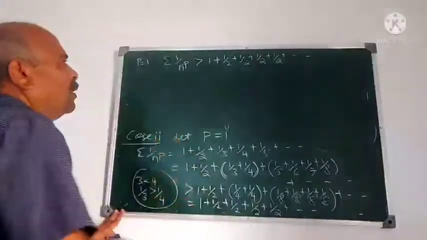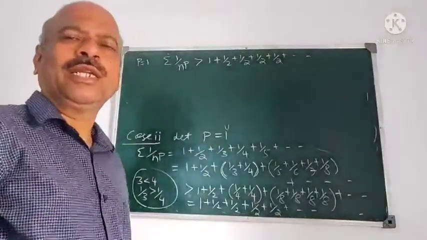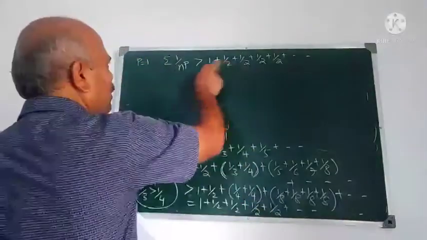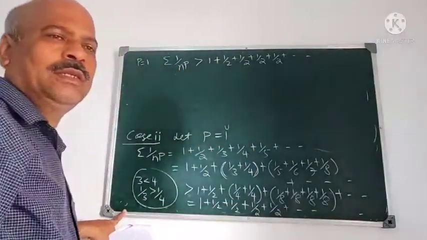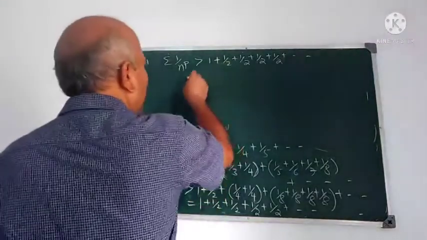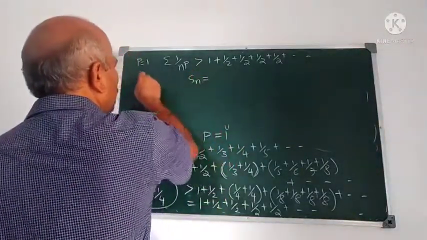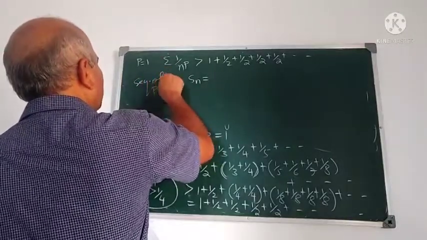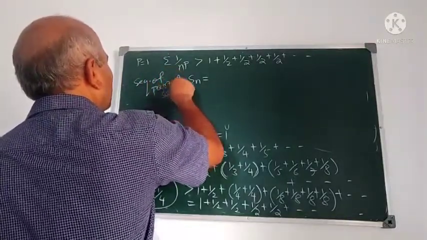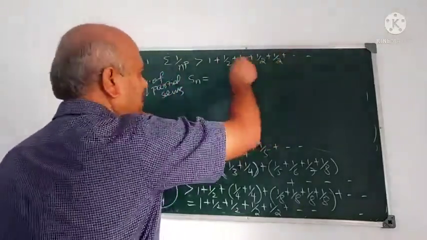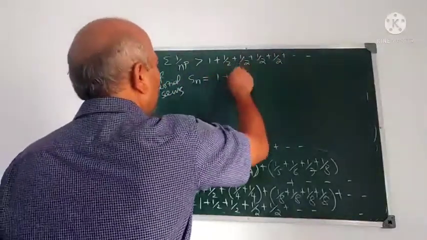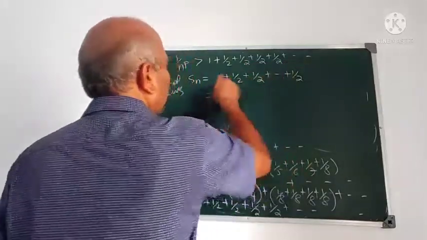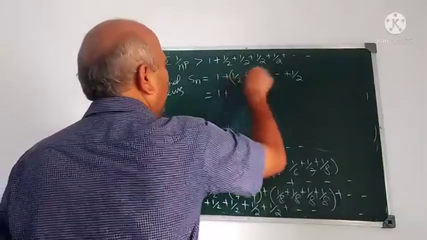Now, see the right hand side series. I prove that the right hand side series diverges. If the right hand side series diverges, then the left hand side also diverges. Now for that, suppose Sn is the sequence of partial sums of the right hand side series. Then Sn is 1 plus 1 by 2 plus 1 by 2 plus etc. How many 1 by 2 are there?